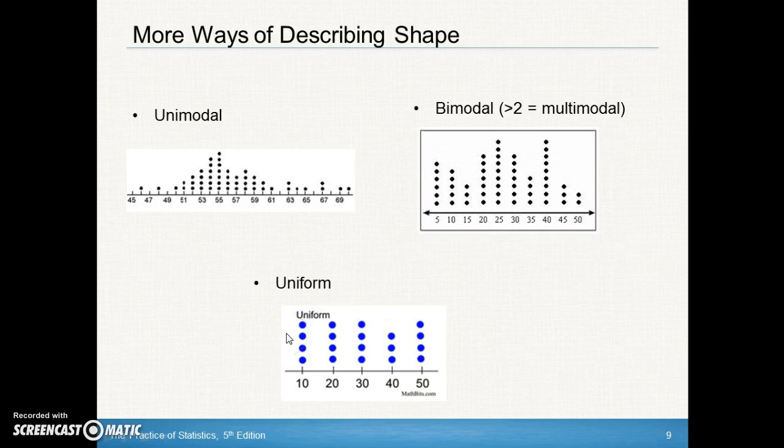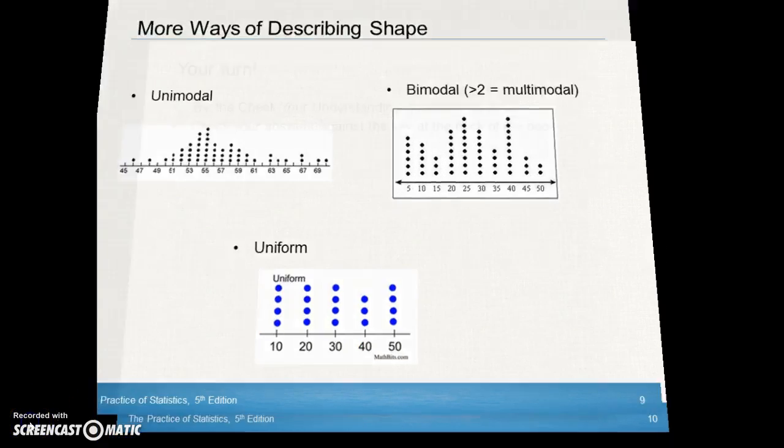And finally, we sometimes see a uniform distribution. A uniform distribution is where all values are approximately the same.